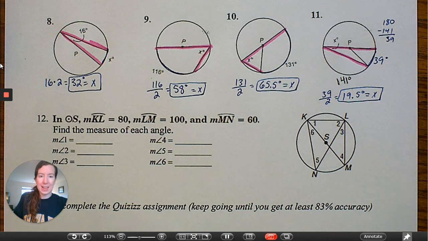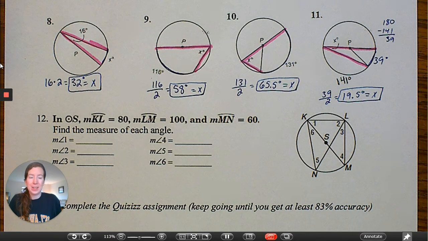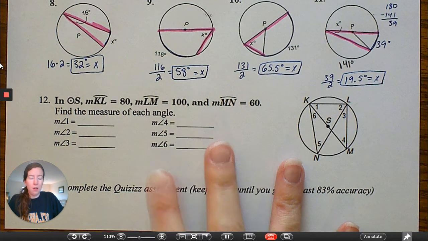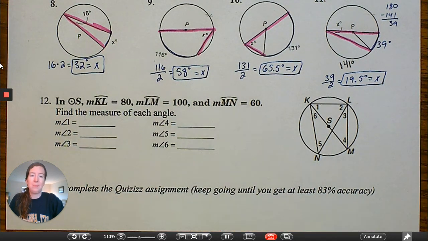Okay, last bit. And it looks confusing, but I promise it's not too bad. We want to find all 6 of the angles that are listed. Now these angles are given in numbers and not using all 3 letters, which can actually be a little bit more confusing.